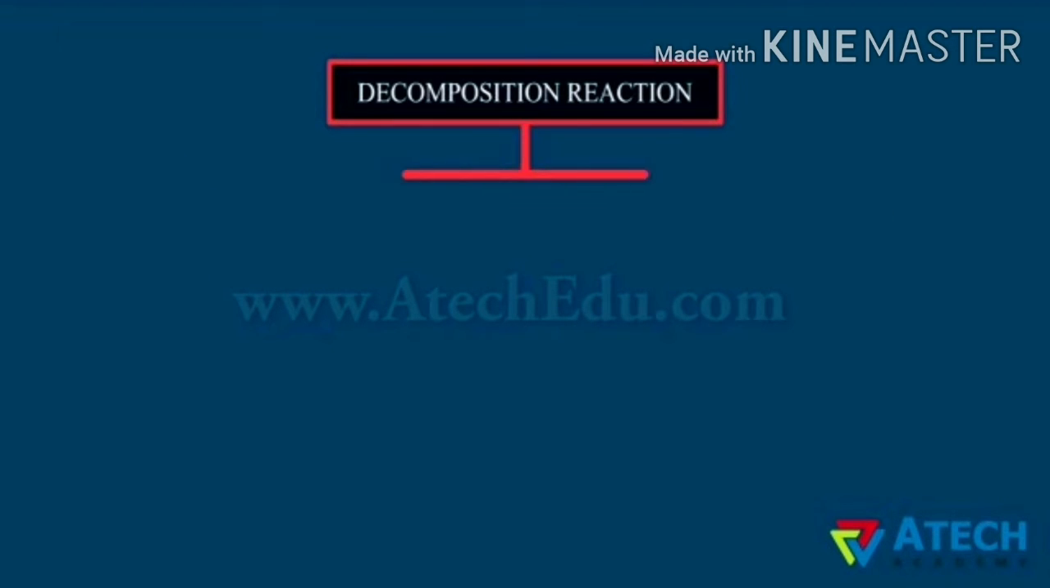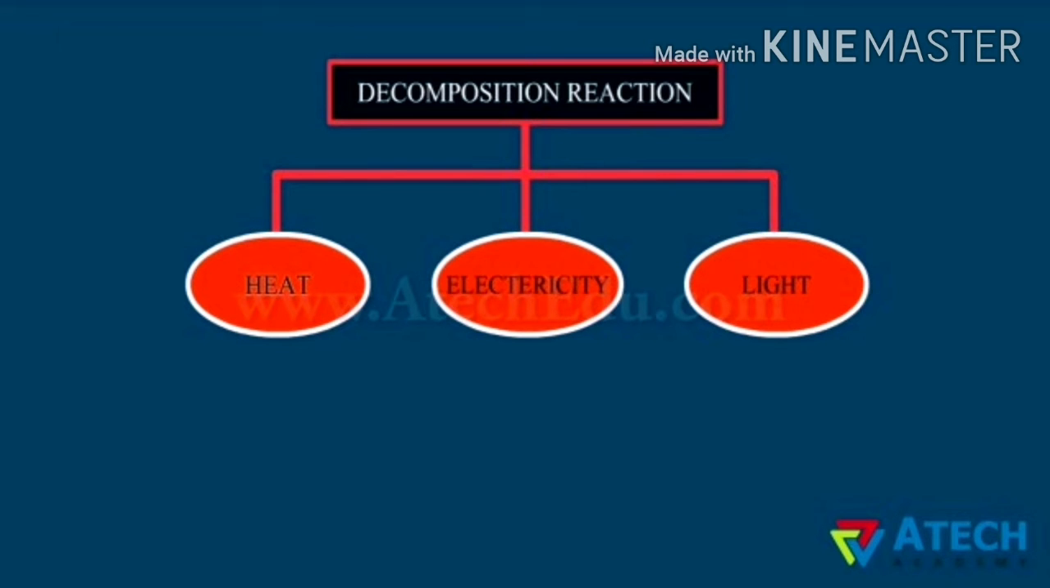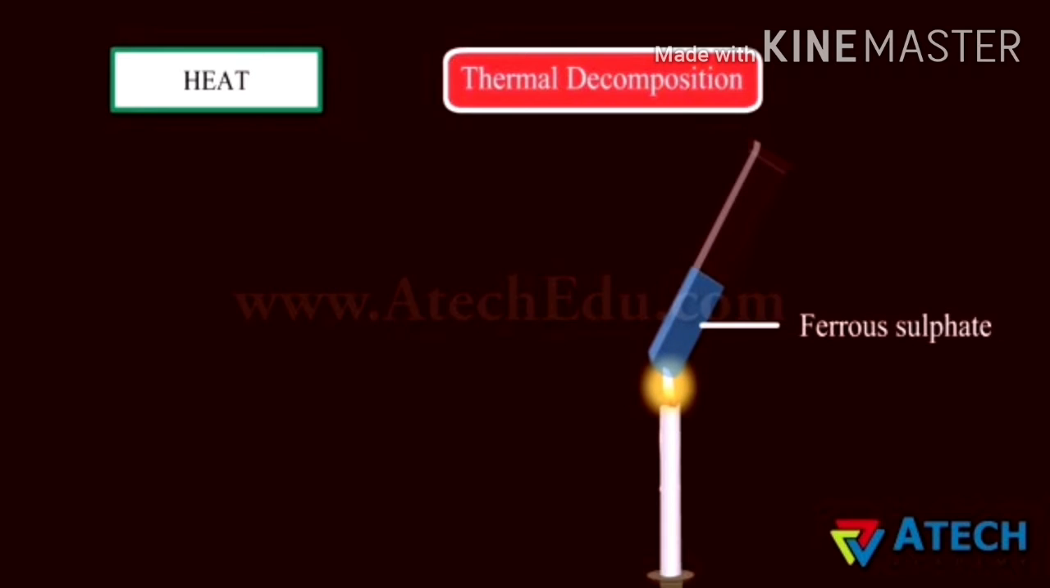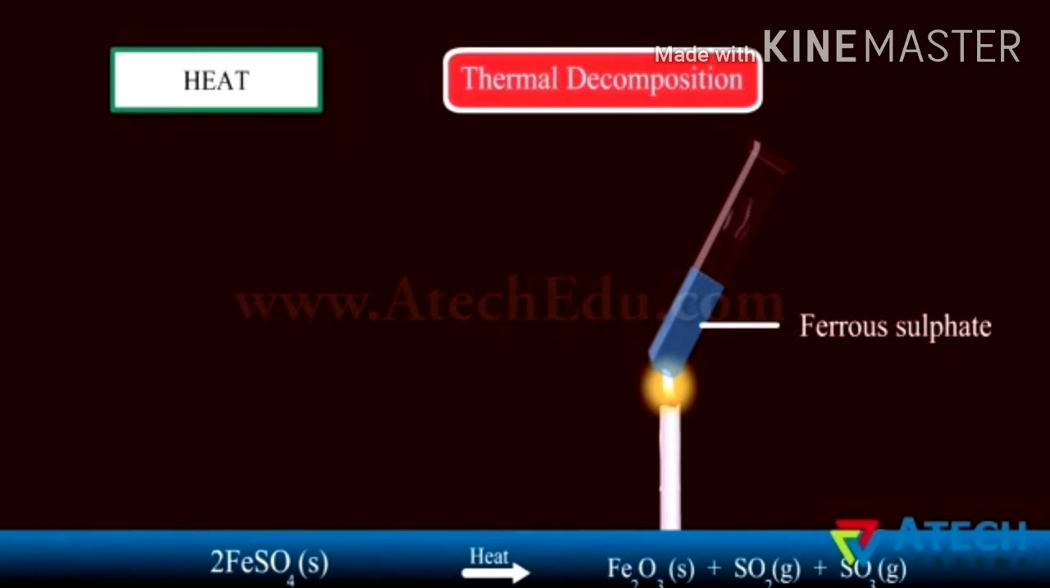Decomposition reaction can occur because of heat, electricity, or light energy. Decomposition of a substance due to the application of heat is called thermal decomposition. For example, ferrous sulfate crystal loses water when heated and the color of the crystal changes. It then decomposes to ferric oxide, sulfur dioxide, and sulfur trioxide.